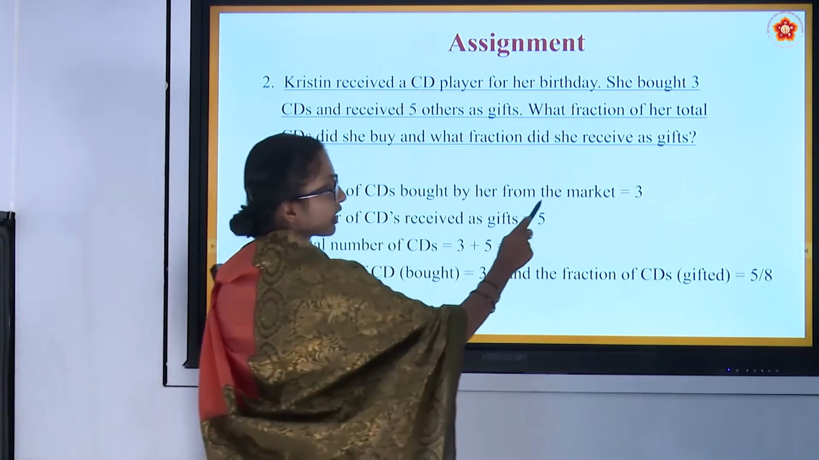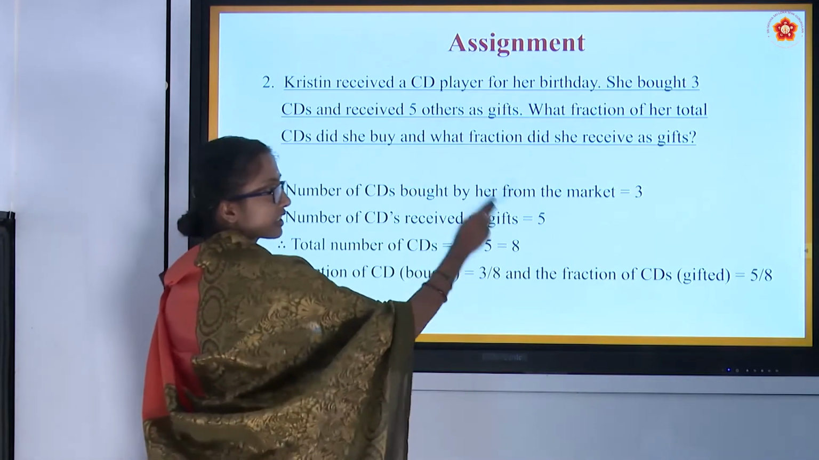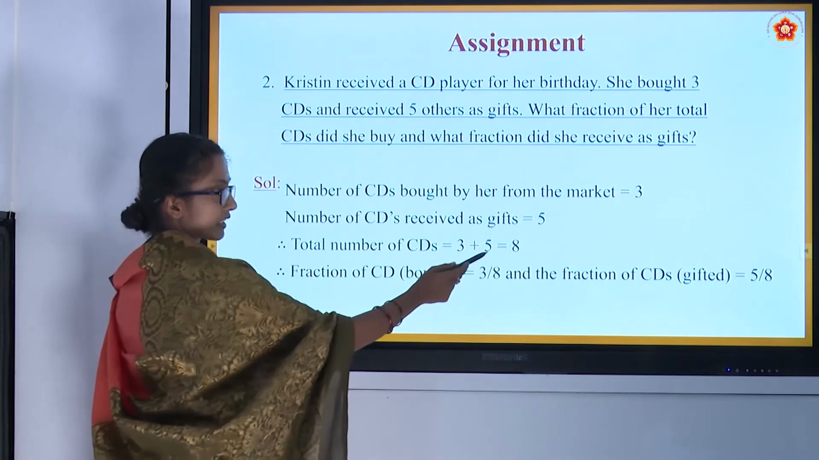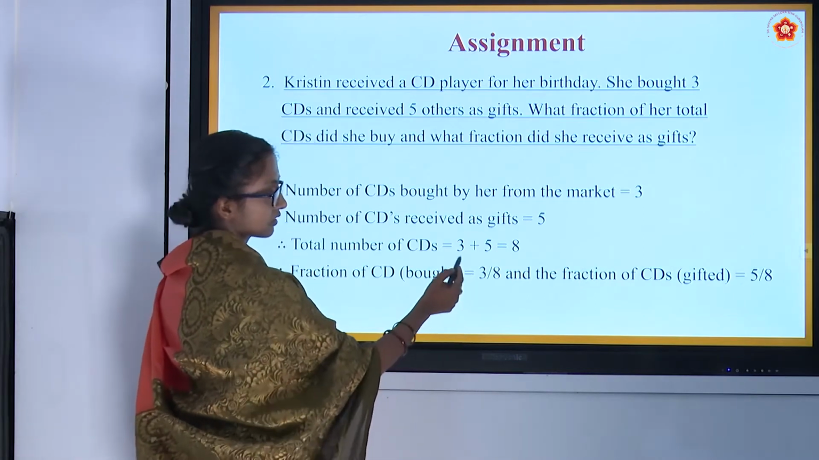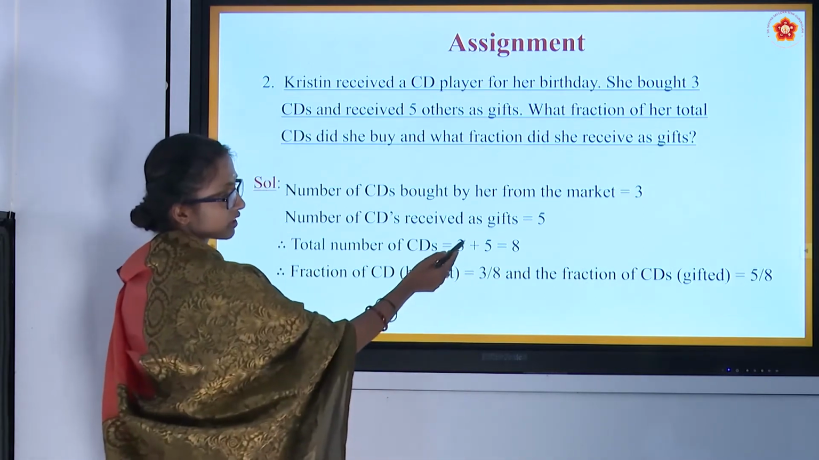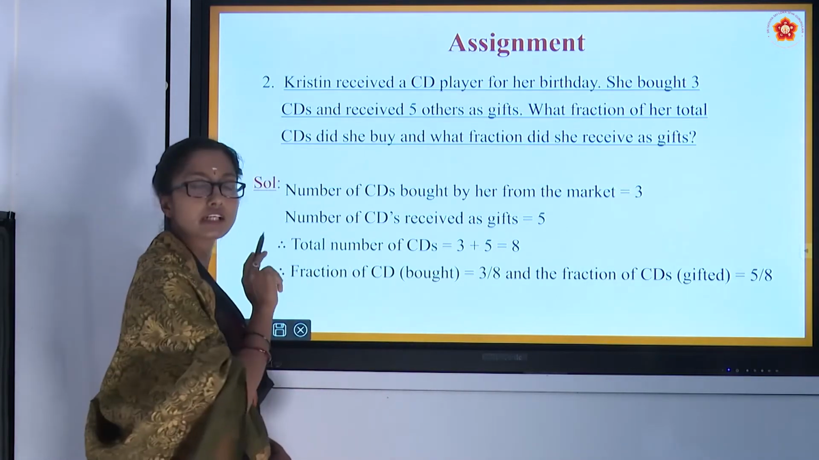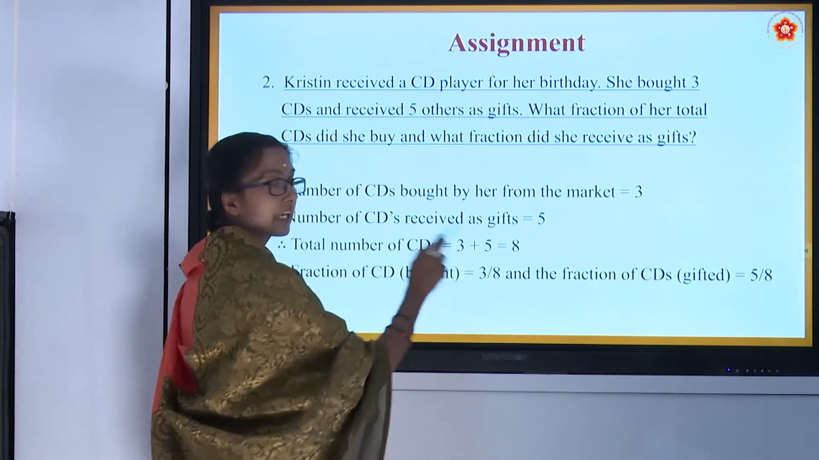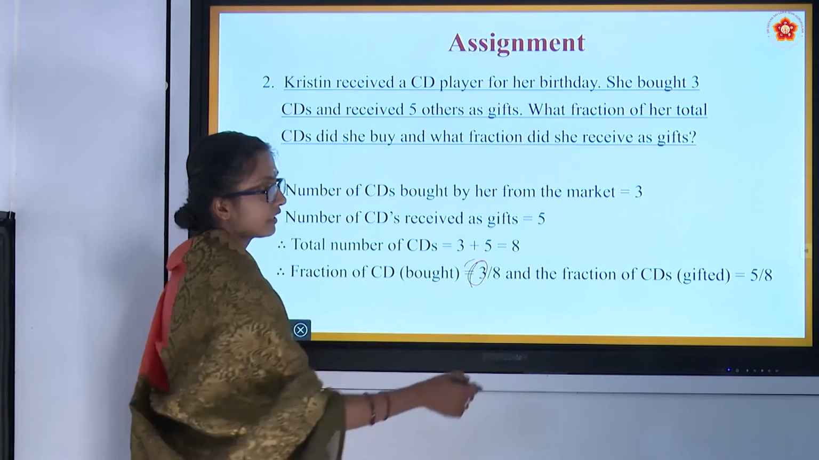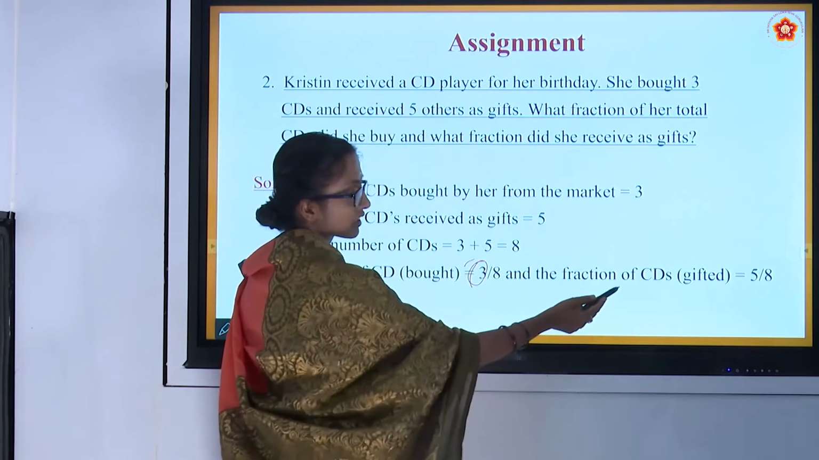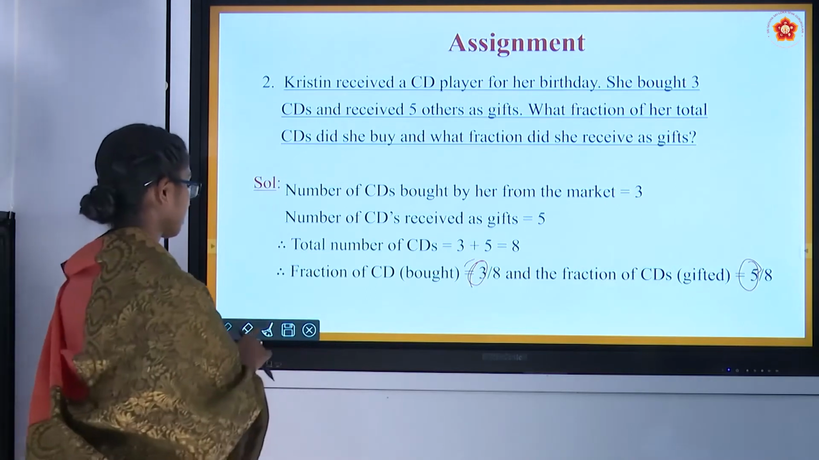Number of CDs bought by her from the market: 3. Number of CDs received as gifts: 5. Total number of CDs is 5 plus 3, that is 8. Fraction of CDs bought: 3 by 8. Means the total CDs were 8, the whole thing was divided into 8 parts, right? In the same way, the whole is 8. There are 8 CDs. Among them, 3 she bought and 5 were gifted. So, 5 by 8 and 3 by 8 respectively.